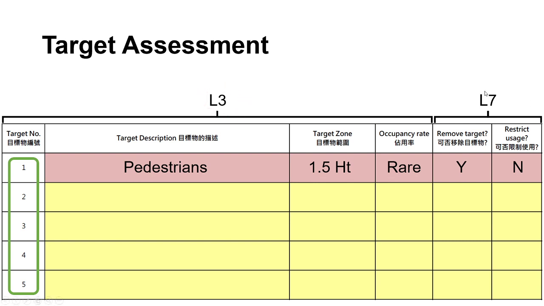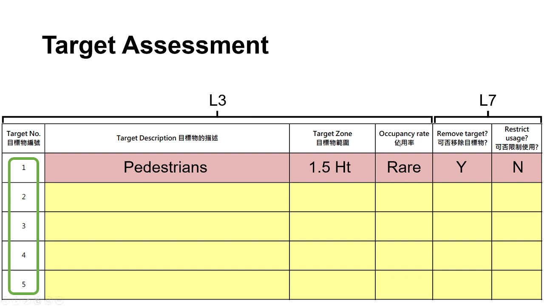And then in lecture number 7, you have also gone through 2 site-based or target-based mitigation measures. Just fill these in. All of you know how to describe a target, what a target zone is, and the 4 classes of occupancy rate. You know their definitions as well.